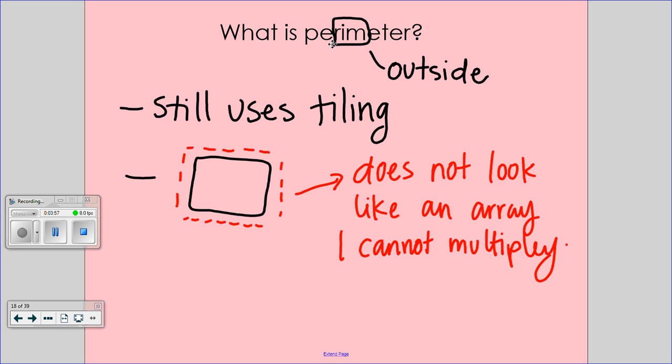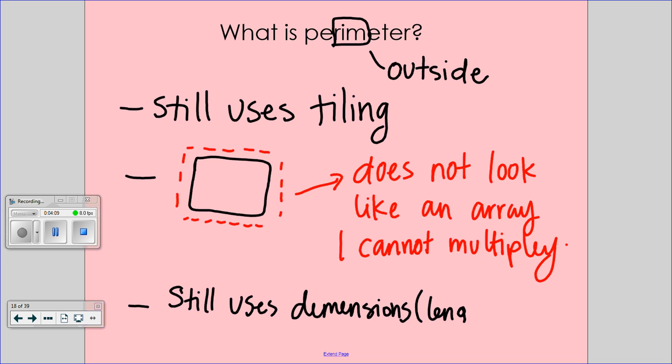Perimeter is still going to use dimensions, which we know as length and width, because we need to know how long and how wide our shape is, so we can figure out how long and wide our entire outer rim of our shape is going to be. Alright, I'm going to give you a few more seconds to get these notes down.